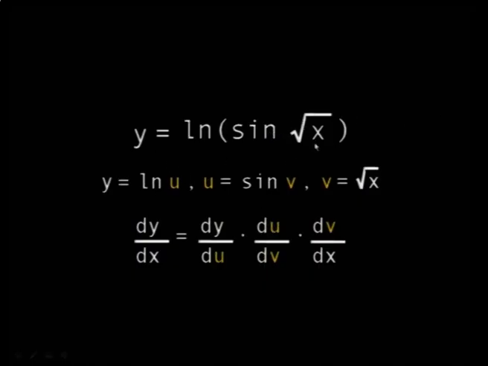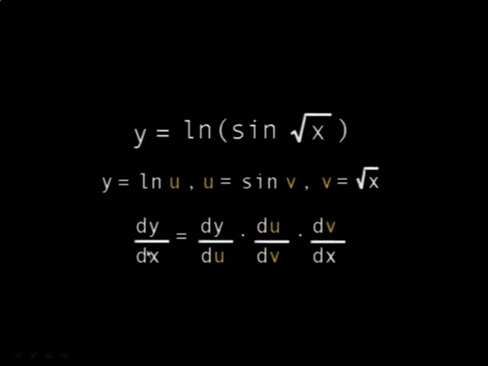So what you do, you set square root of x equal to v, and sine v becomes equal to u, and then the whole thing inside the ln is equal to y. So you have here y is a function of u, ln u, where u is equal to sine v, where v is equal to square root of x.